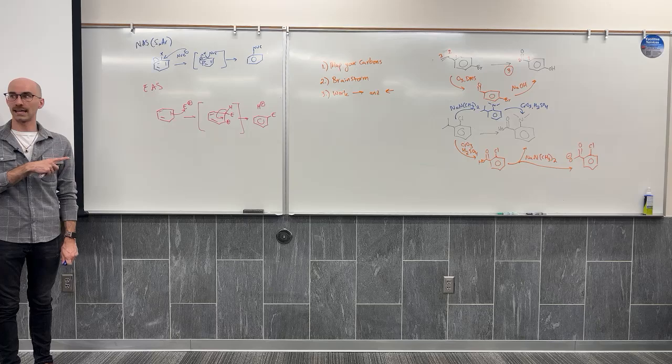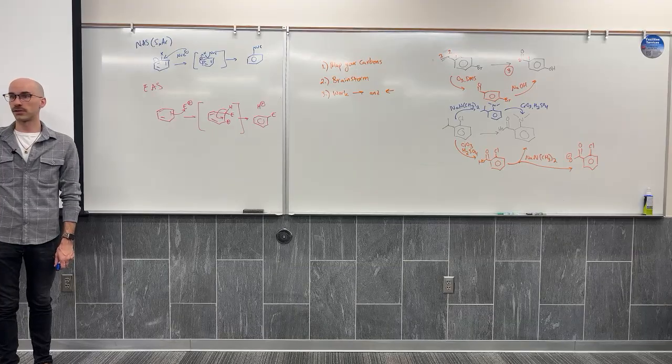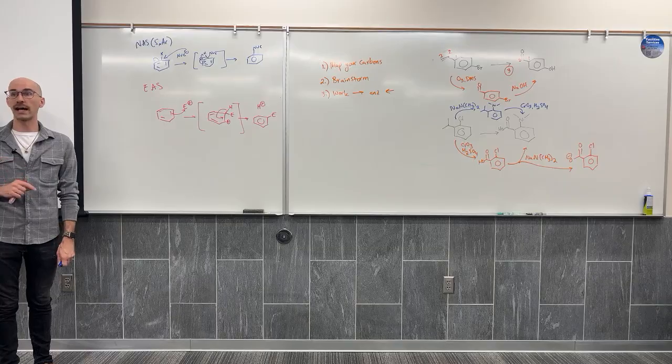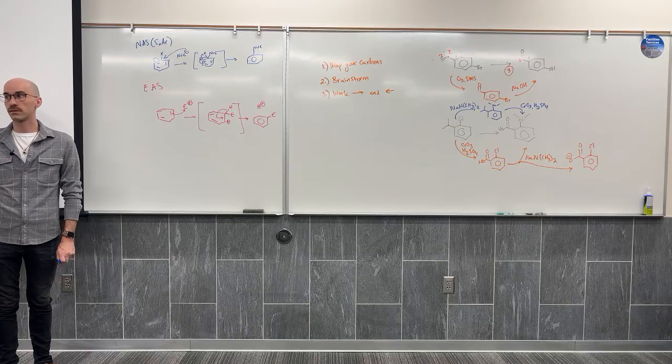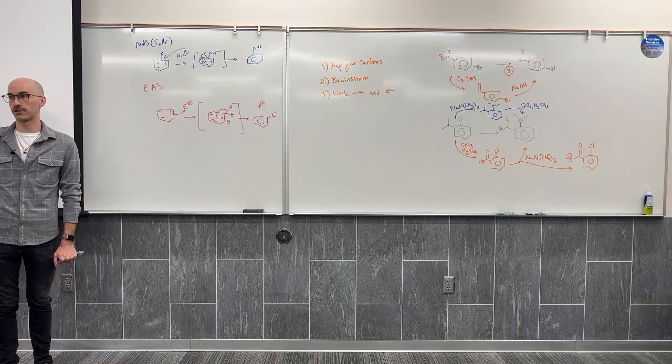I want to point out that NAS required the substitution of an aryl halide. If there wasn't an aryl halide, there was no substitution. EAS removes a hydrogen always, no matter what. EAS takes a hydrogen off of the structure.